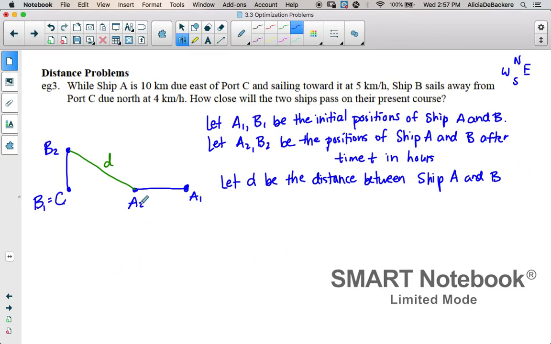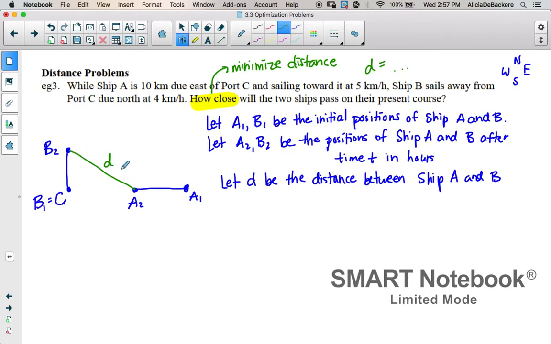All right, so we need to find a way to come up with an equation, right? Because remember, I want to know in this question, how close will the two ships pass? So what I'm looking for is how close do they ever get? I'm looking to minimize that distance between them. And so if I'm minimizing the distance, then I need to come up with an equation that says d equals some stuff, right? That's what I'm looking for.